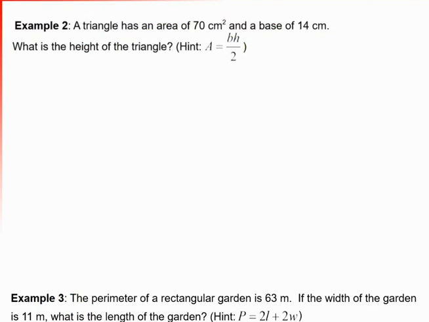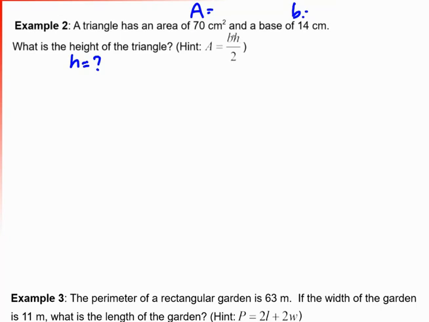So in example 2, we have a common equation we know for triangles, the area of the triangle. The triangle has an area of 70 centimeters squared and a base of 14. What is the height? So we are looking for the height. But of course, the height is not isolated. So we have to inverse the operations.